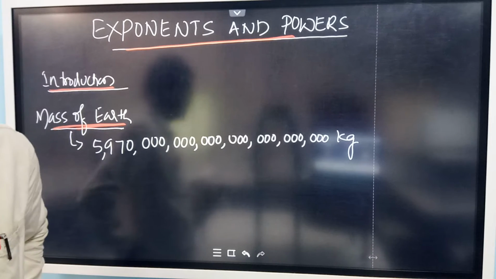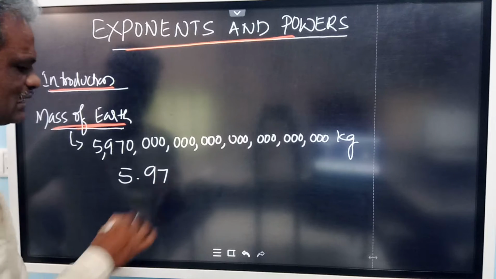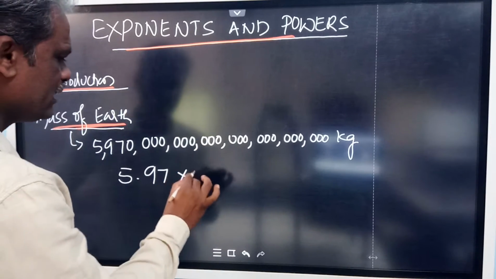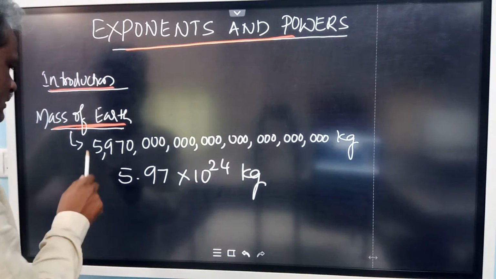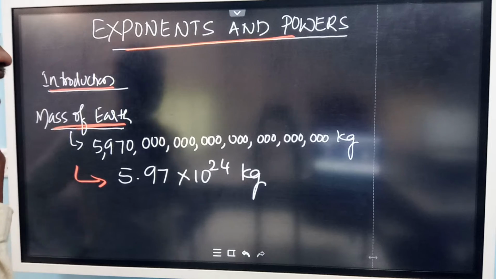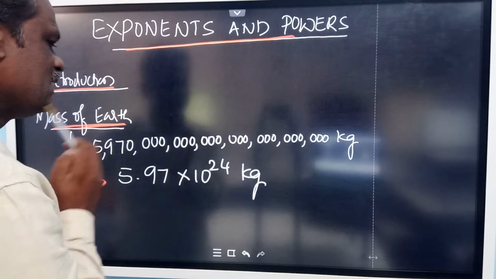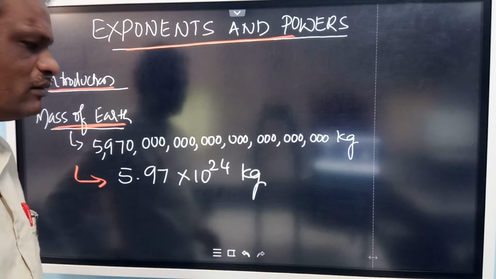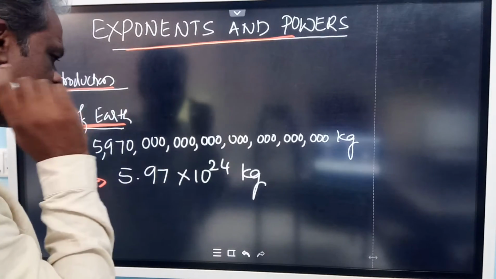It is very difficult to read this number. So in such cases we express this in short form, that is we can write 5.97 into 10 to the power 24 kg. So we write the same in exponential form like this, then it is easy. 5.97 into 10 to the power 24 kg, this is the mass of the earth. If you write it the long way, it is very difficult. Writing a number like this is called exponential form.